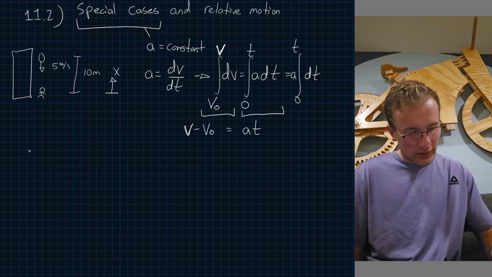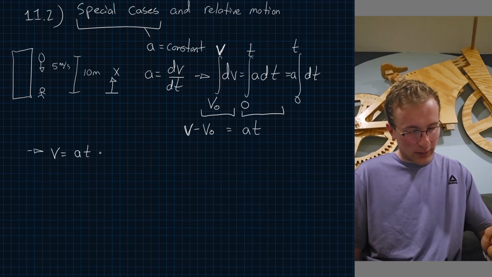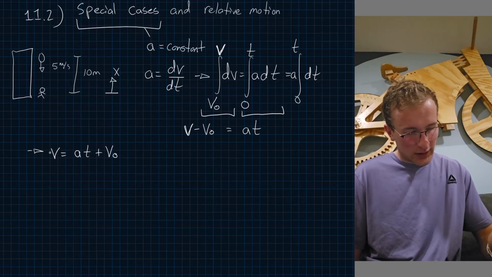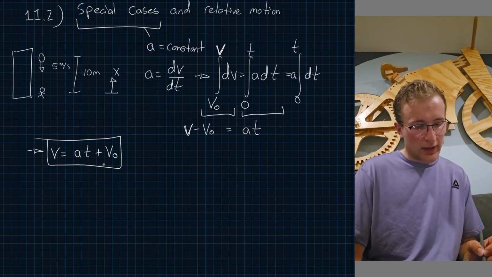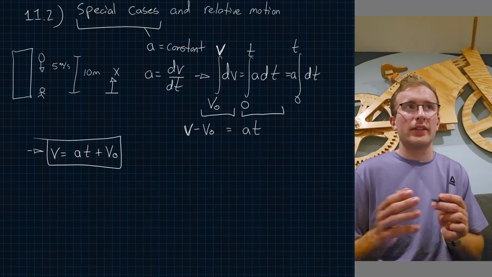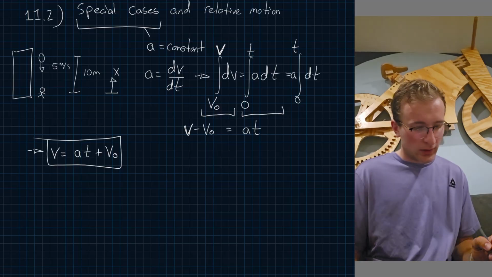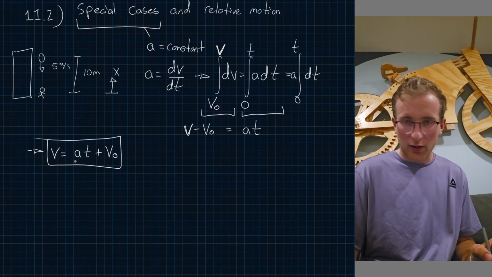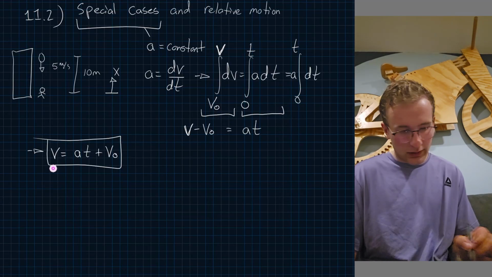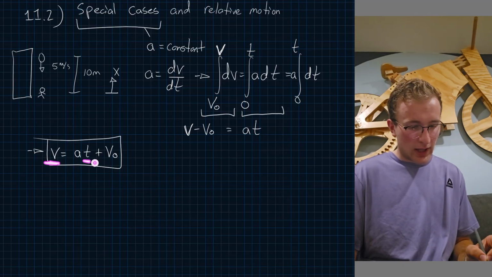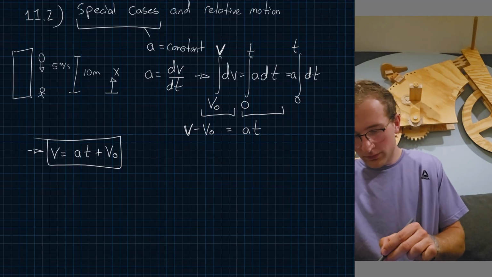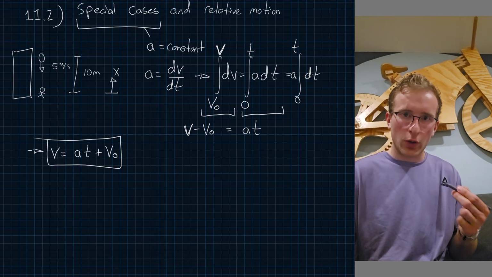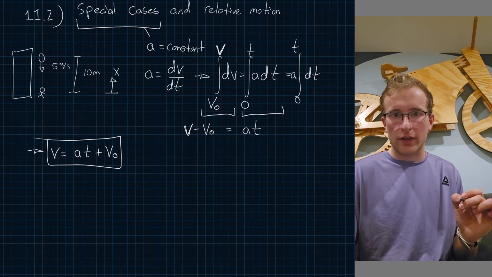Okay, and then we can rearrange that and we get velocity is equal to acceleration times time plus v naught, and that is our first important equation. So if we have v naught, aka the velocity at time 0, and we know acceleration, we can find velocity at some arbitrary time. Okay, and that equation is only true again if acceleration is constant.